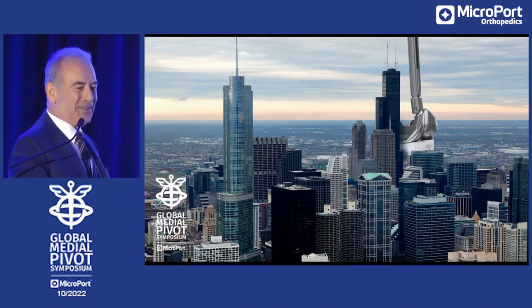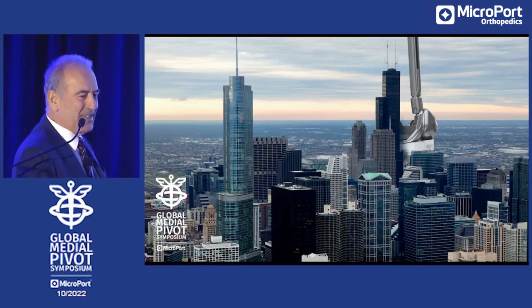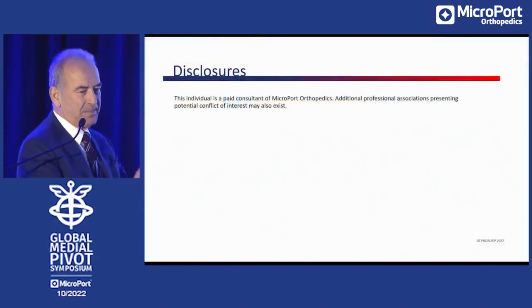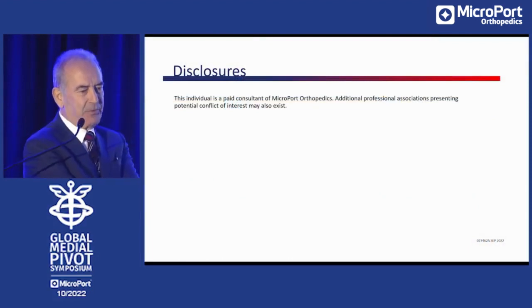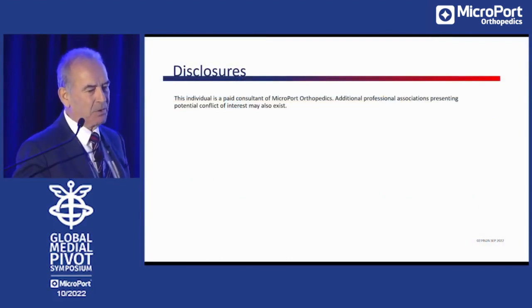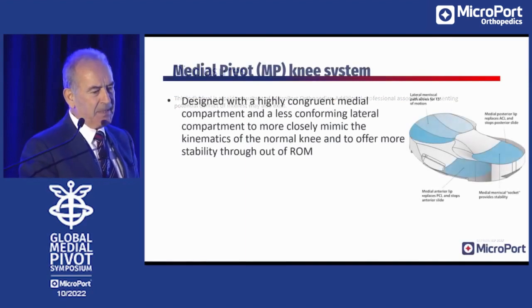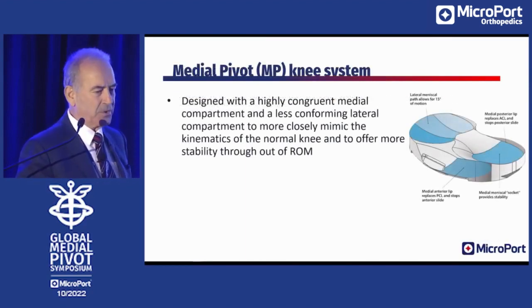The medial pivot knee system is designed with a highly congruent medial compartment and less conforming lateral compartment to more closely mimic the kinematics of the normal knee and to offer more stability throughout the range of motion.